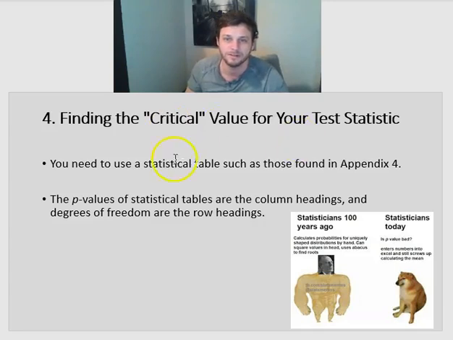You'll use a statistical table like in Appendix 4, and you'll look for the p-value that you are going to be okay with having. Those are always going to be at the top of the table, and then your degrees of freedom are going to be down the side as your rows. Okay, so you have a degree of freedom 2, a p-value of 0.4, you just match them up, and that value is going to be your critical value.